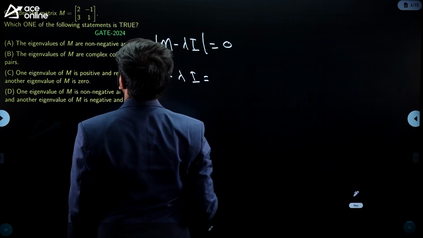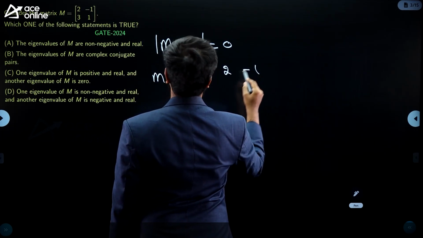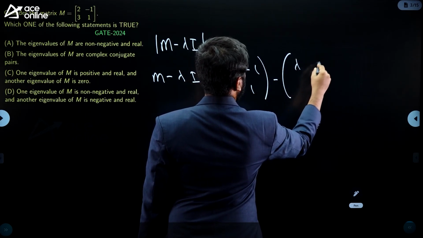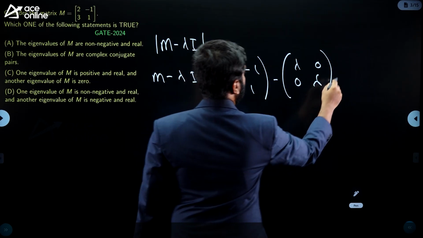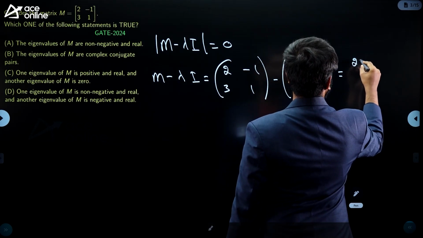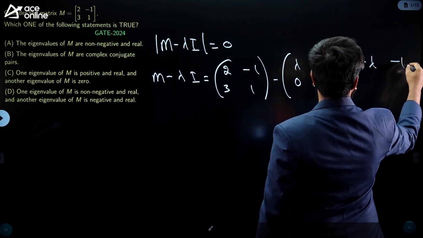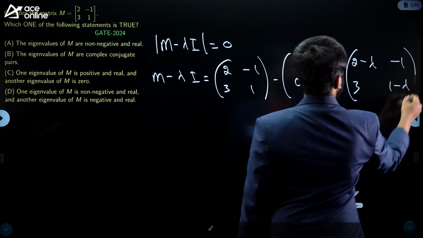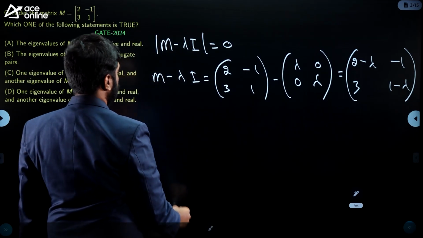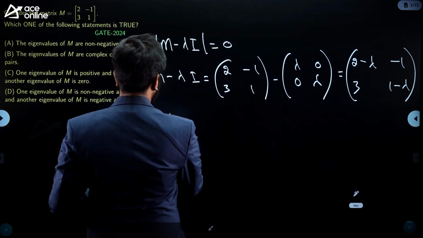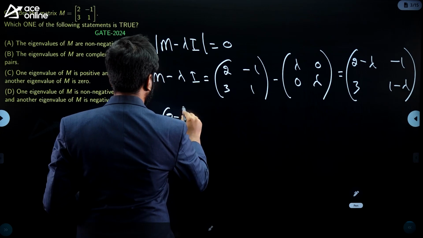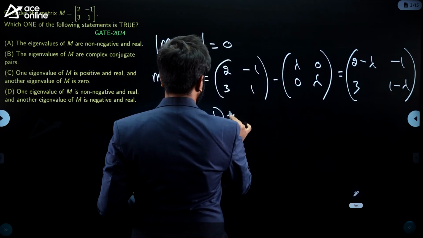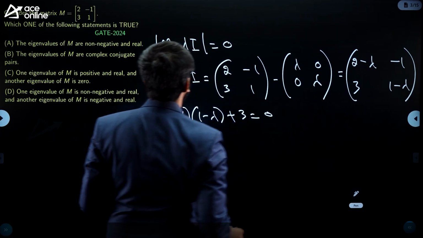So what is this M minus lambda I? M is given as 2, minus 1, 3, 1, minus lambda, 0, 0, lambda. So this matrix is 2 minus lambda, minus 1, 3, 1 minus lambda. Now equate its determinant to 0. Its determinant is 2 minus lambda into 1 minus lambda, and then minus of minus is plus, so plus 3. This has to be equal to 0.